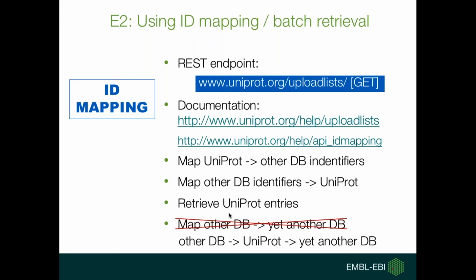What it doesn't allow us to do is to map directly from one database that's not UniProt to another database that's not UniProt. We can circumvent this by first mapping from database A, which is our source database, to UniProt accessions, and then from UniProt accessions to database B, which is our target database. And that way we can still map from A to B indirectly. Let's look at how this works.